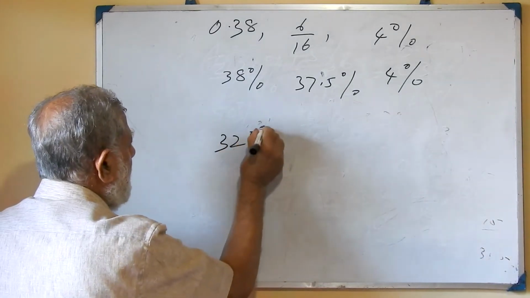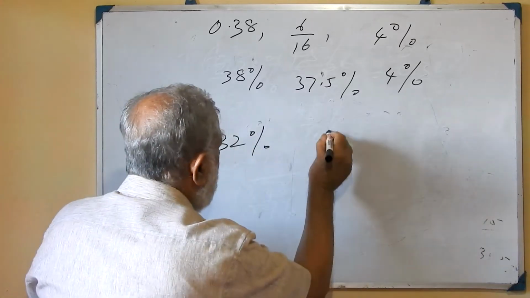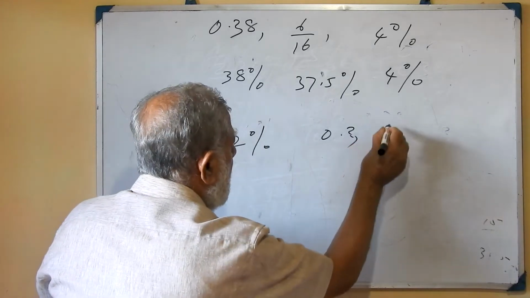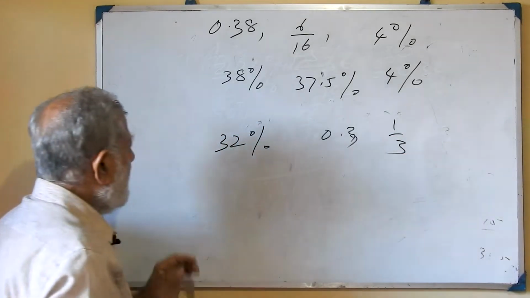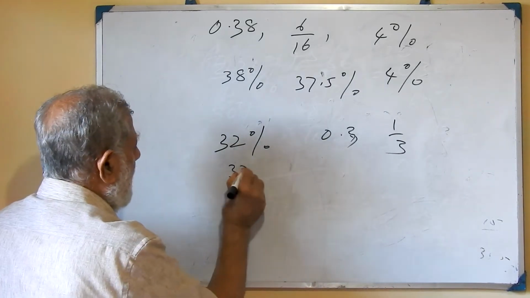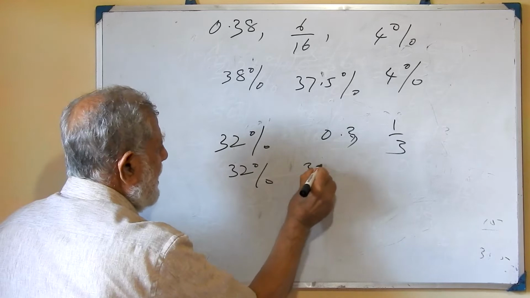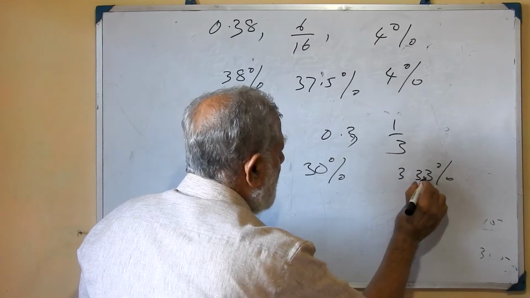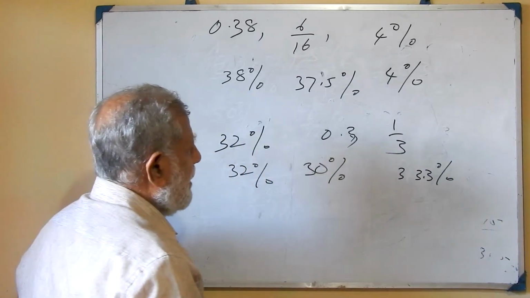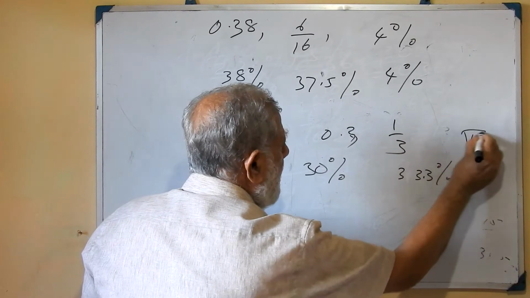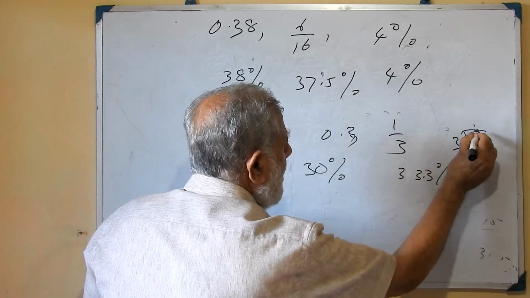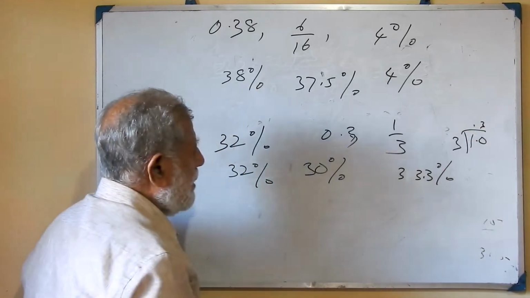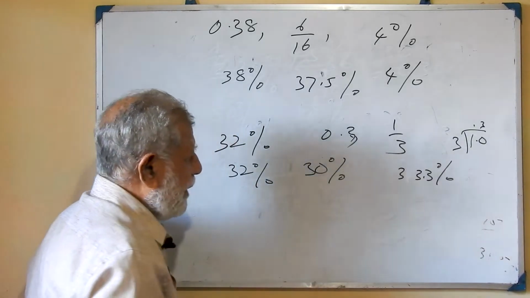Okay, we'll take one more example. 32%, 0.3 and 1 upon 3. So 32% is already here. 0.3 means 30%. 1/3 means 33.3%. So how does it come? Yeah, 33.3%.